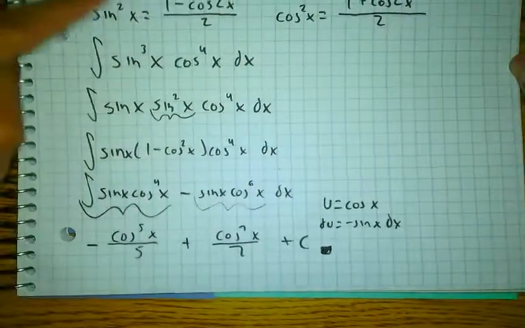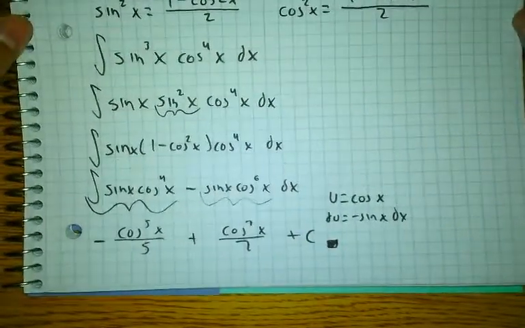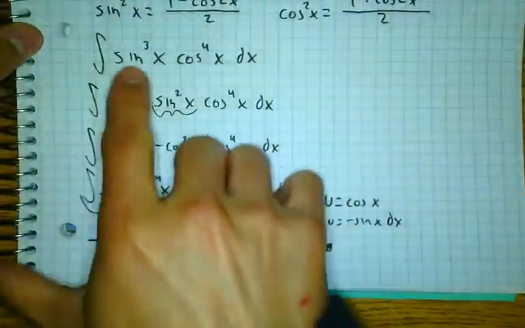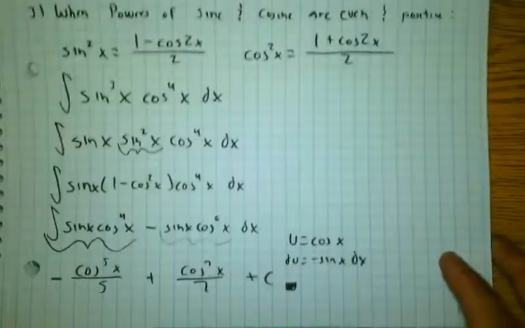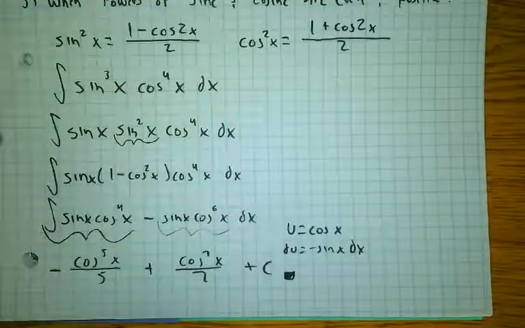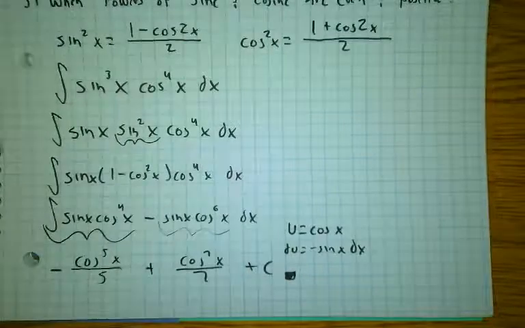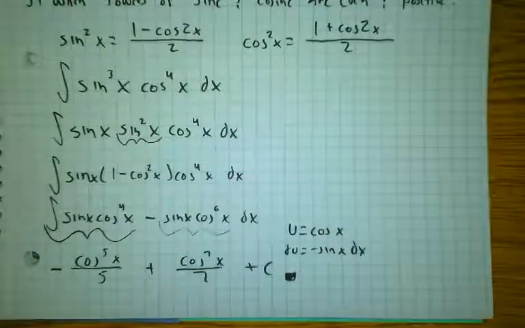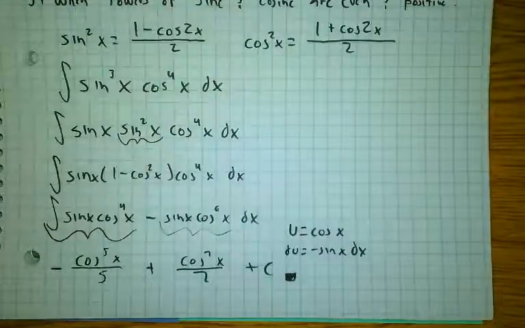Why did I pick the sine versus the cosine? Because that's a great question. So here's what happens. If you have an odd power, notice how the first rule and the second rule say that it's odd and positive. If you have an odd power and you keep one, that means the remainder are going to be an even power. And trigonometric identities, the Pythagorean identities, are dealing with even powers. So that's why we're going to be able to rewrite it.